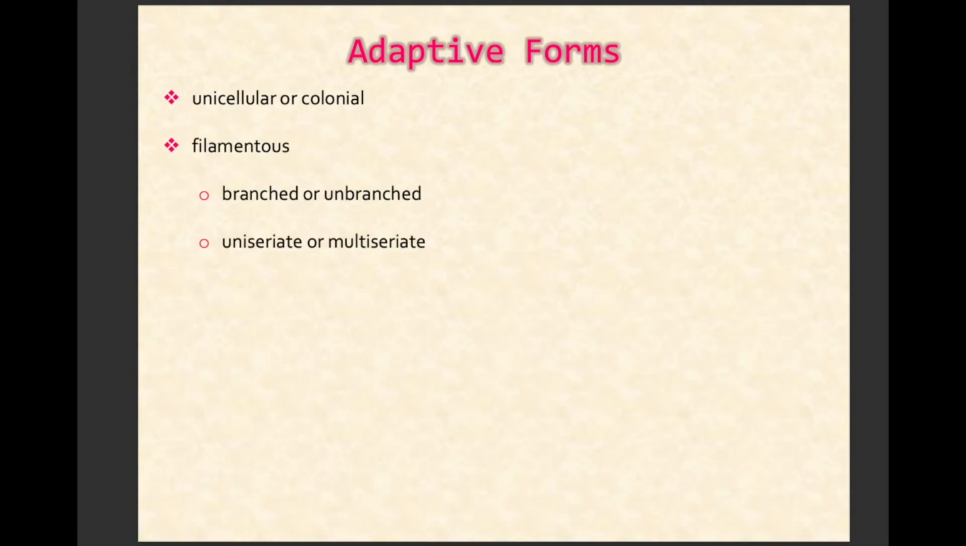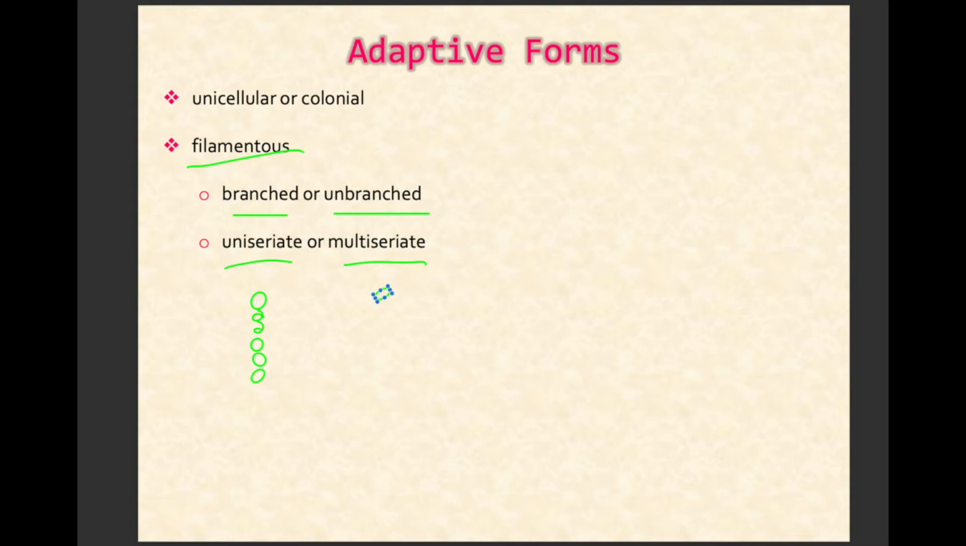So aside from your unicellular and colonial, we also have filamentous forms of your organism. These filamentous forms, you have your different types. You have branched or unbranched. We also have what is called false branching and true branching, which we'll talk about. And we also have uniseriate and multiseriate types of organism. So when we talk about uniseriate, you only have one layer, okay? One layer of cells. Pangit ang drawing ni sir.